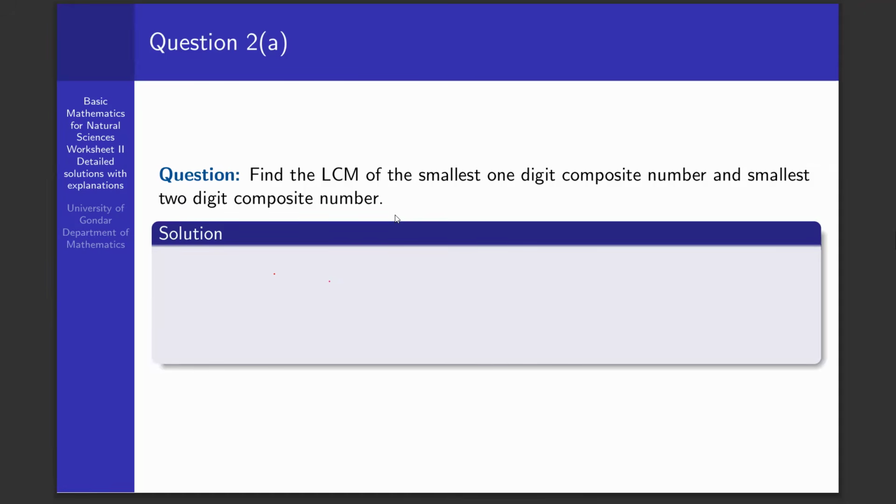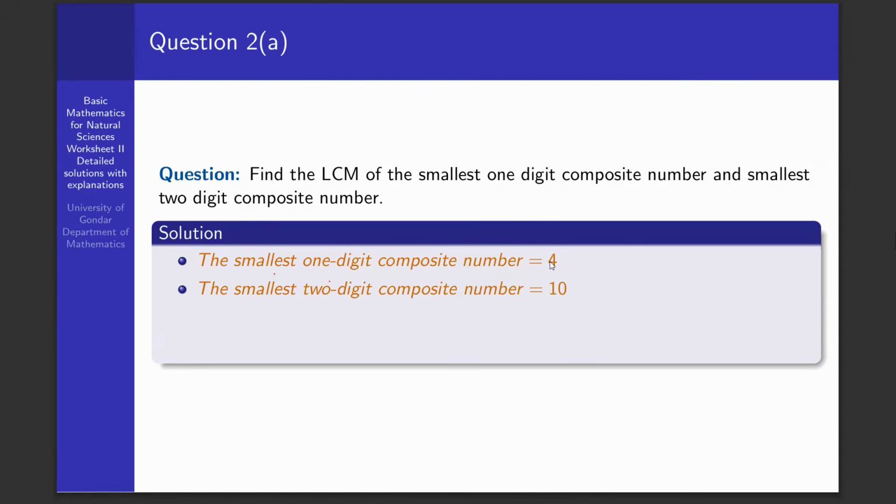We know that the smallest one-digit composite number is 4. There is no other one-digit composite number which is less than 4. And the smallest two-digit composite number is 10. Therefore, we are asked to calculate the least common multiple of these two.